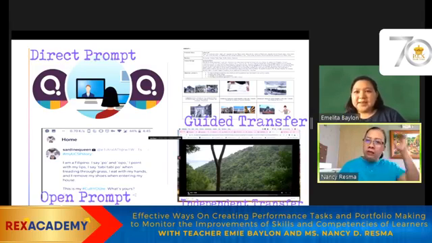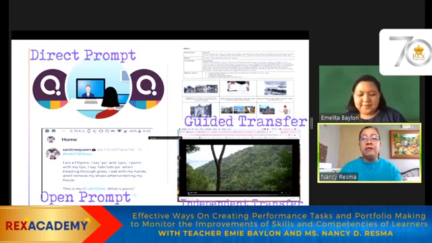So in DLSE, we are required to indicate in our modules the scaffold for transfer. So namely, these are the directed prompt, the open prompt, guided transfer, and then eventually the independent transfer. So I'm just going to give you an example because there may be a lot of ways I can share with you the things that I do in the class, but at least for this particular session, allow me to share some of the things that I do.